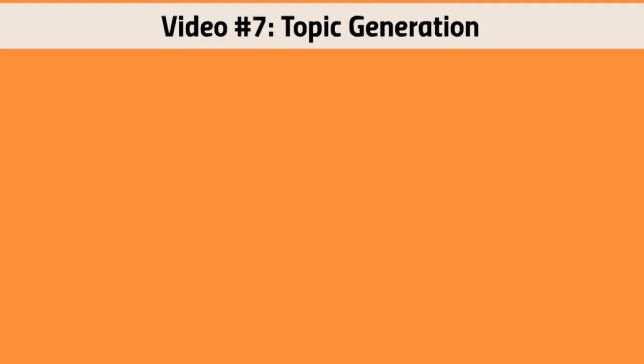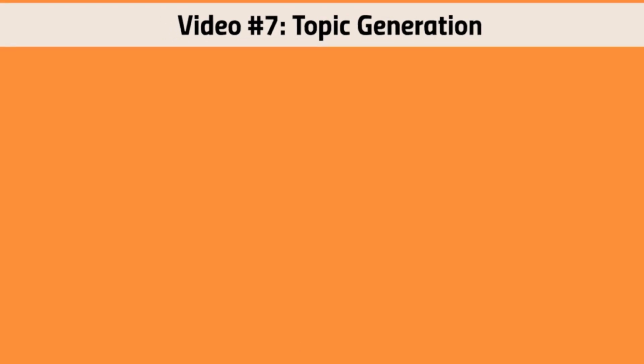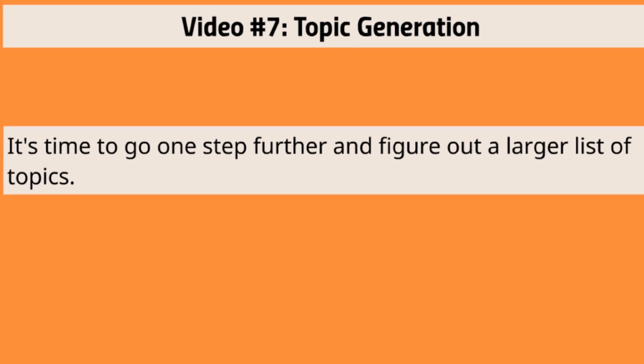Hello and welcome back. This is video number 7, and we are going to talk about topic generation. It's time to go one step further and figure out a larger list of topics. We obviously have a list that we created earlier, but we want to verify that they are truly in demand, and that people are asking for them out on the internet. So how do you go about verifying this? Let me go ahead and show you.